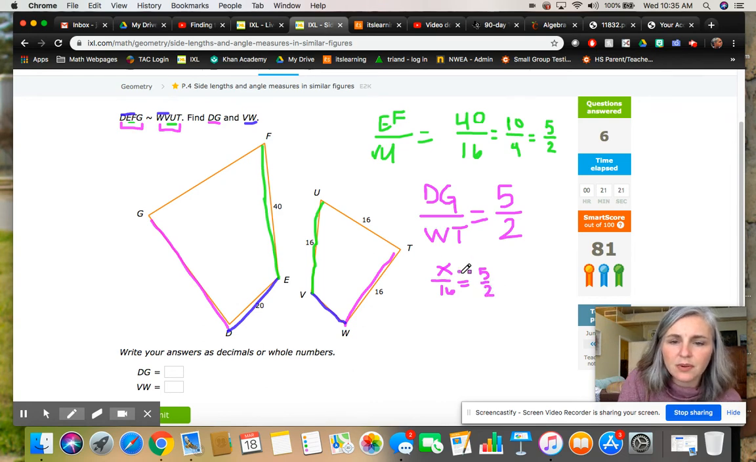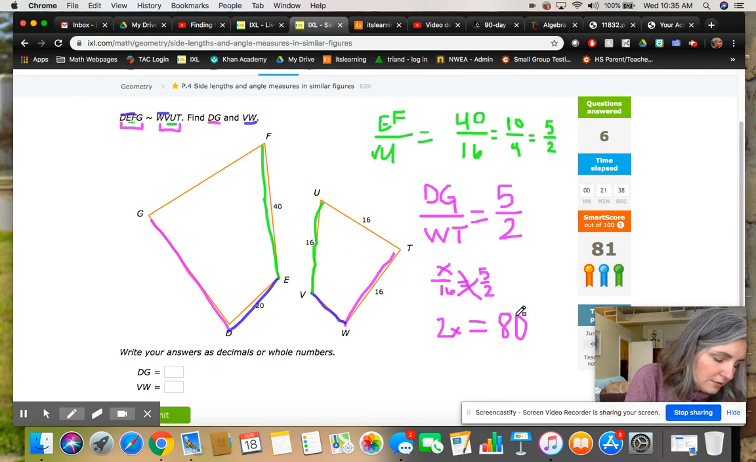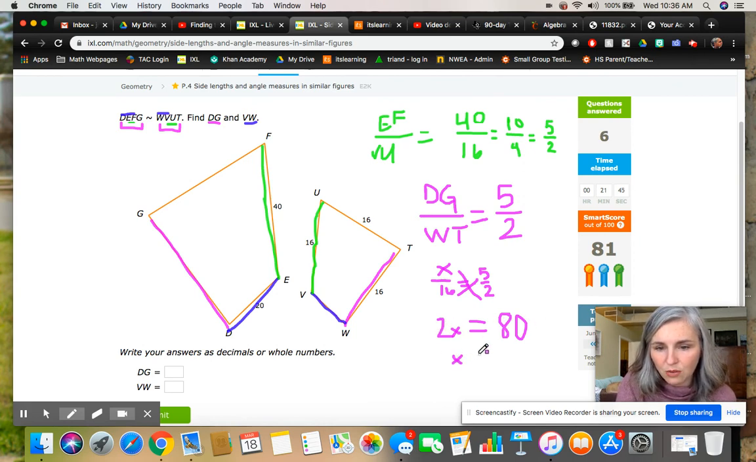And then cross products here, X times 2 is 2X. And 16 times 5 is 80. I think that's right. I'm just checking, okay, I was right. And then divide by 2, and X is going to equal 40. Right, so I'm saying, okay, DG is going to be 40.